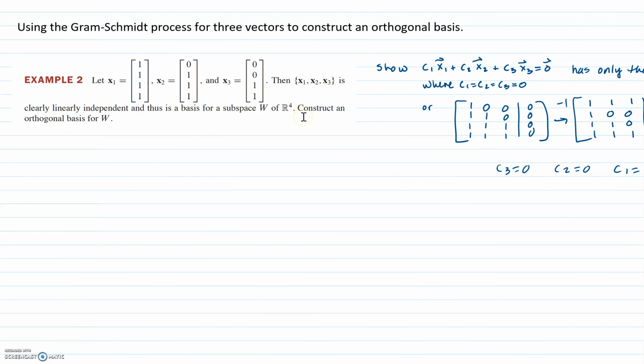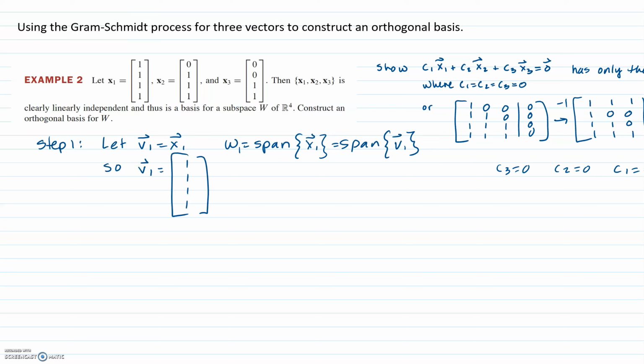So we're going to construct an orthogonal basis for W. We're just going to let v1 equal x1. The span of x1 is the span of v1 since they're the same vector, and we're going to call that W1. So v1 is the vector (1, 1, 1, 1).